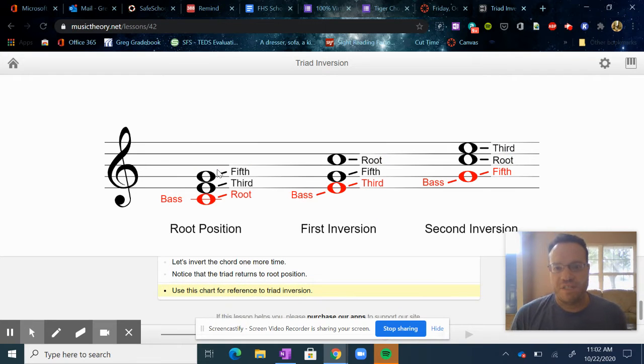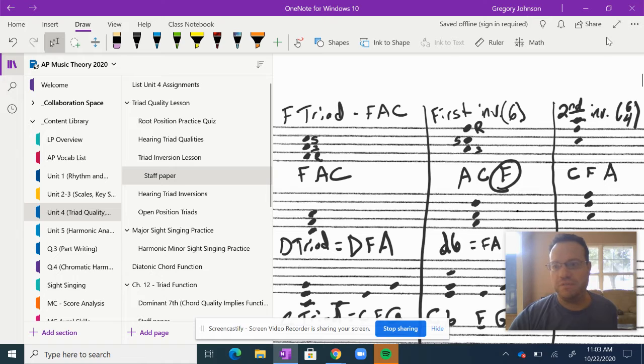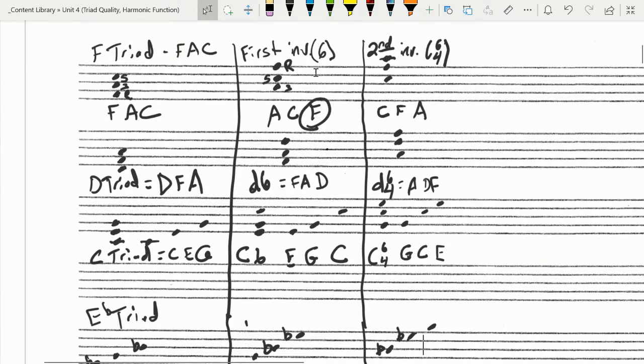Here is a general concept of what your inverted triads would look like when they're in closed position, meaning they're within an octave. Then I created for you a little chart here of not just C chords, but all different triads inverted. I did an F triad, which is F, A, C.